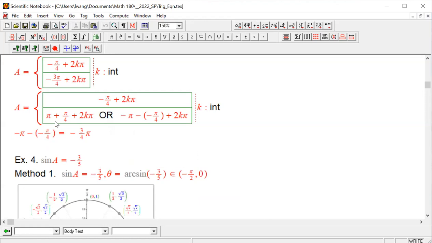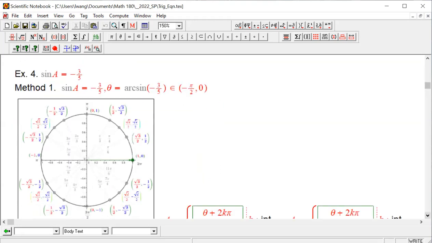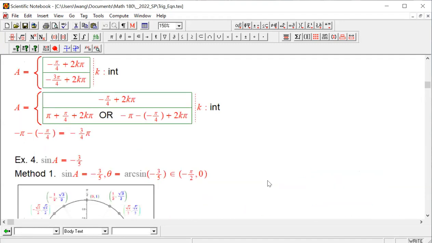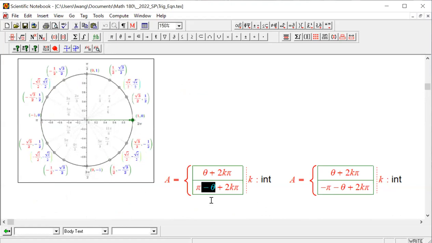Minus pi minus theta, pi minus theta, right? This is a pi minus theta. So either one works. Just make sure you understand that theta itself is negative in this case. So it's a little bit tricky, okay?